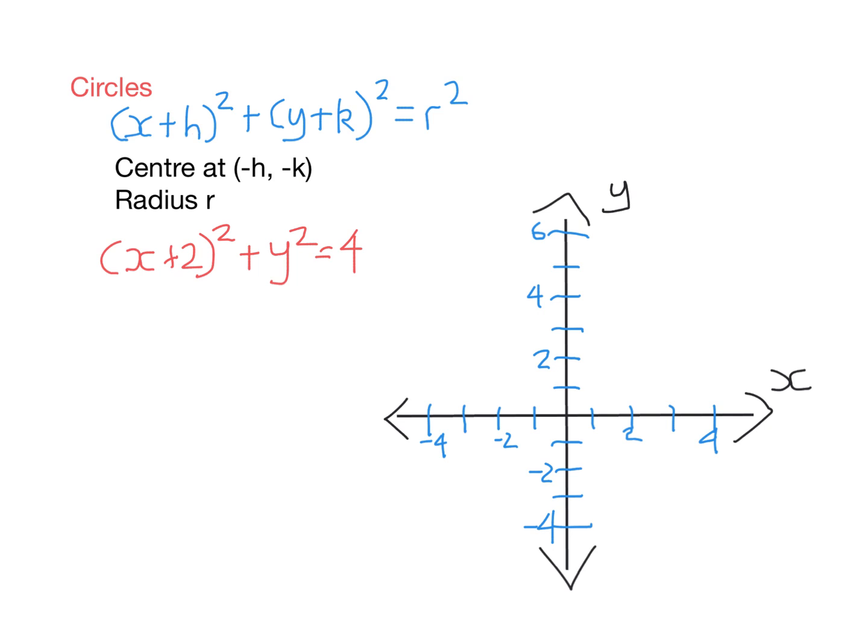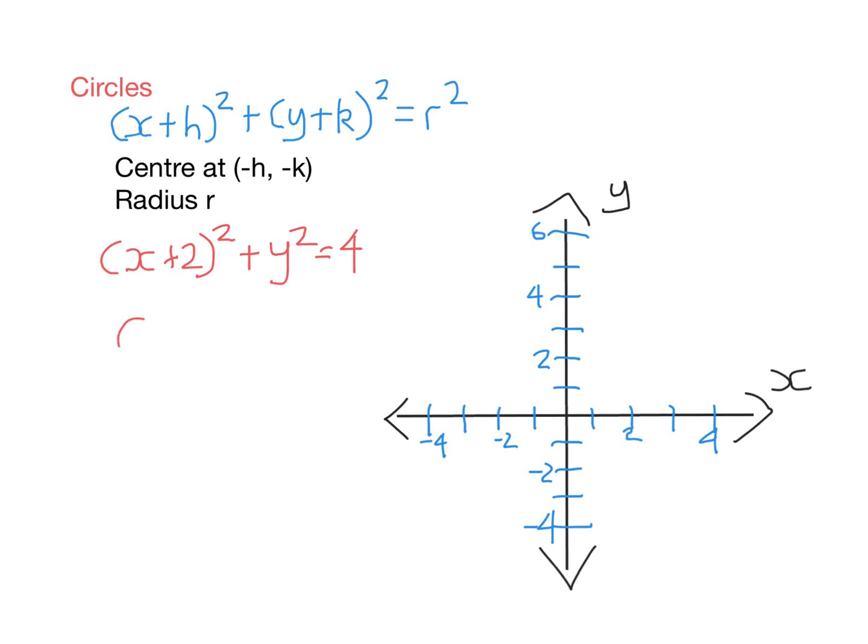Predictably, the one in the brackets with x is the x coordinate of the center. The one in the brackets with y is the y coordinate of the center. Now the radius is r, it means it's the square root of this number. So if I want to graph this here, it will be a circle because its equation is of this form.